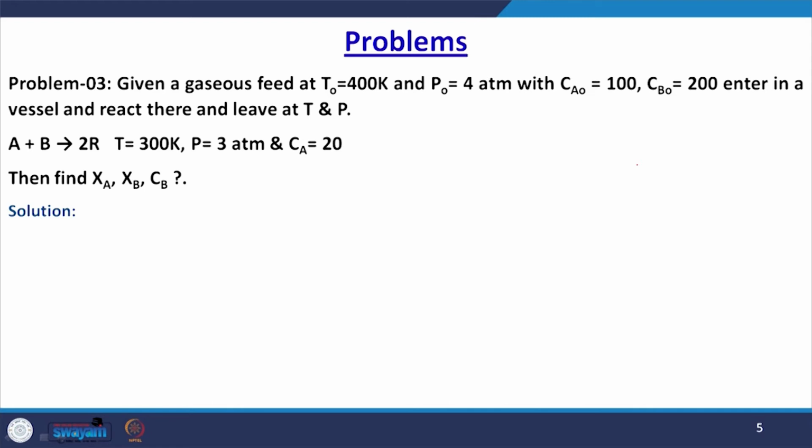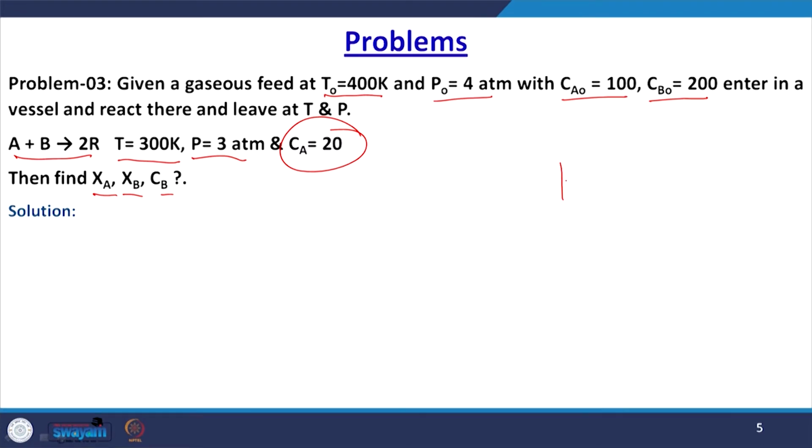Here we have a gaseous feed maintained at T naught equal to 400 and initial pressure of 4 atmosphere, with initial concentration of A equal to 100 and initial concentration of B equal to 200. They enter the vessel and you need to find the temperature and the pressure. The reaction is A plus B equal to 2R, the temperature is 300 Kelvin, the final pressure is 3 atmosphere and Ca is 20. Then you need to find XA, XB and CB.